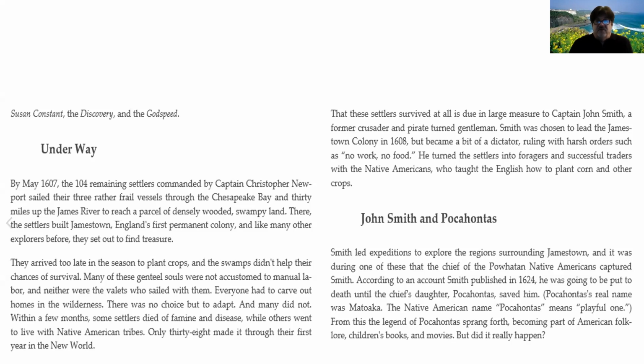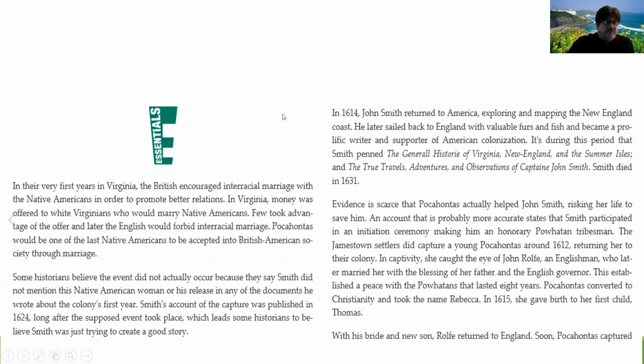So this Pocahontas, we've had a movie by Disney. That's why it says children's books and movies. But did it really happen? So I'll proceed a little more into her story. Okay. And here we have another fun fact. In their very first years in Virginia, the British encouraged interracial marriage, oh my, with the Native Americans in order to promote better relations.